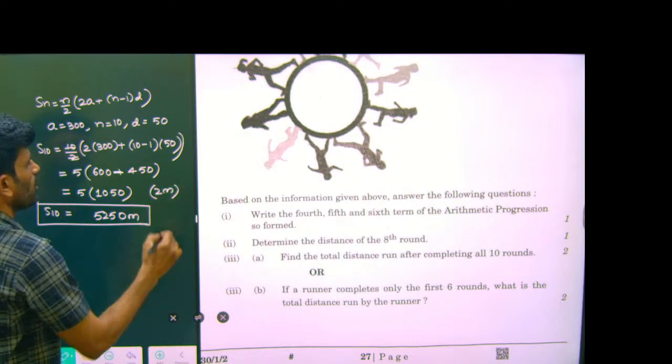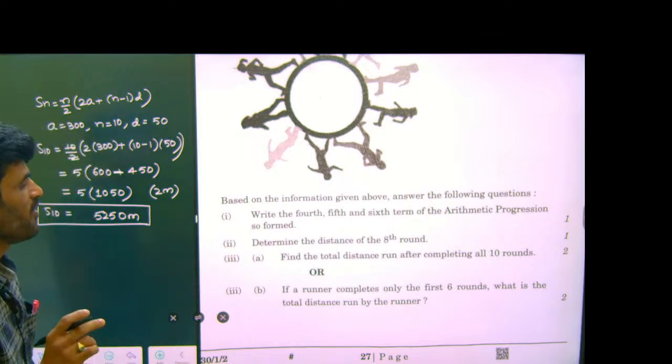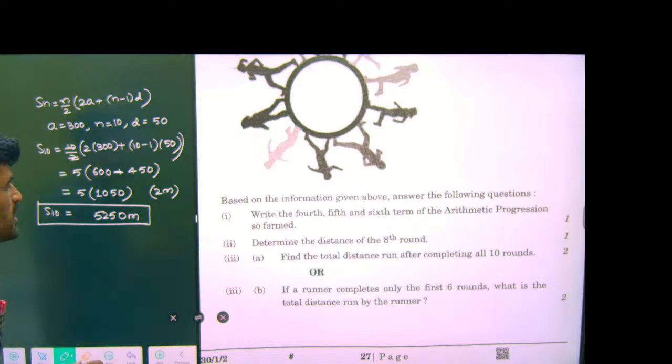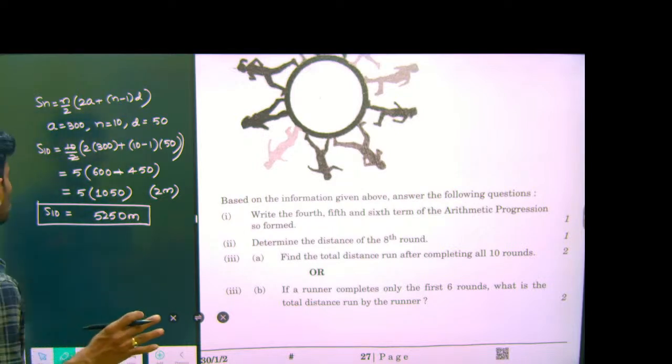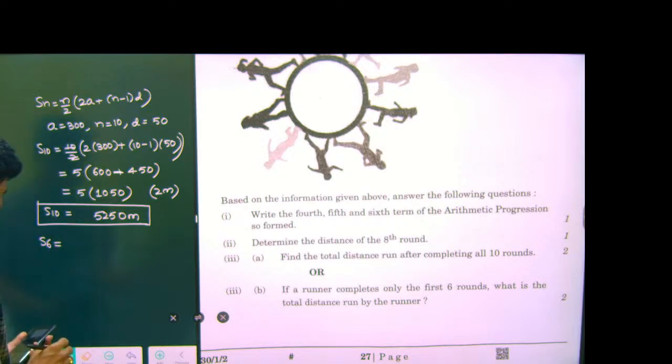Now this is for 2 marks. Hope all of you got the 2 marks. And the next one: if a runner completes only the first 6 rounds, what is the total distance run by the runner? If he made only 6 rounds, then S6 you have to find out. In the same manner, S6 we have to find out. What is S6 here?